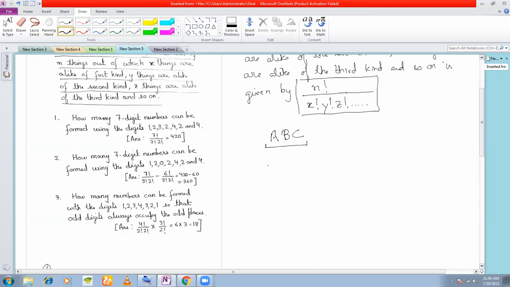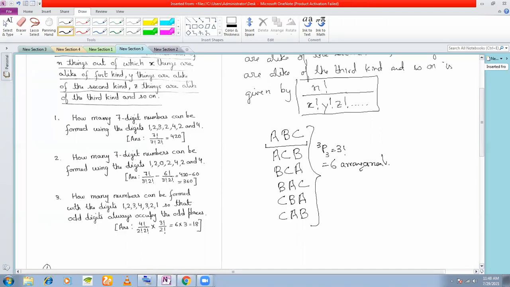First of all, this is one arrangement. Another arrangement can be this way. What can be a next arrangement? It can be this way, or this way, or this way, right? So how many arrangements are you getting here? There are three things, so you're getting 3P3, which is equal to factorial 3. So 6 arrangements we are getting when 3 things are different.